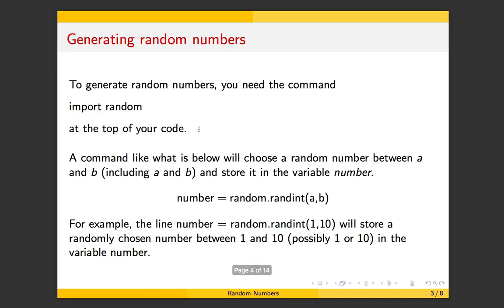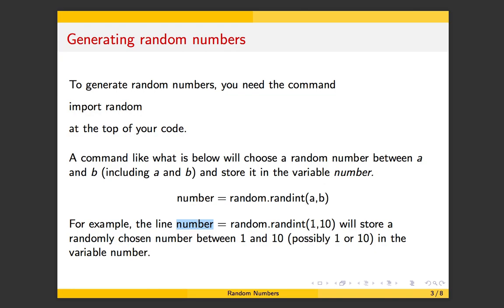Once we have that library, we can just generate random numbers inside of a given range using a command like this: random.randint. Int is short for integer, so we are generating random integers here, random whole numbers. And once we've generated them between A and B, we will store the result inside of number. So for example, if you write random.randint(1, 10), that will generate for you a randomly chosen number between 1 and 10, and it will save the result inside this variable number.